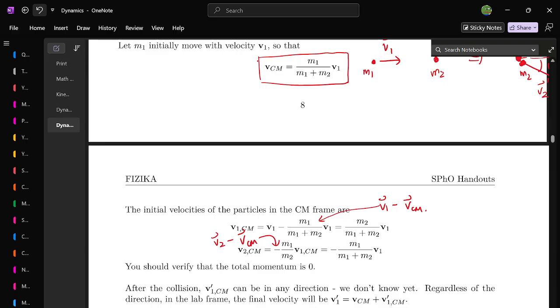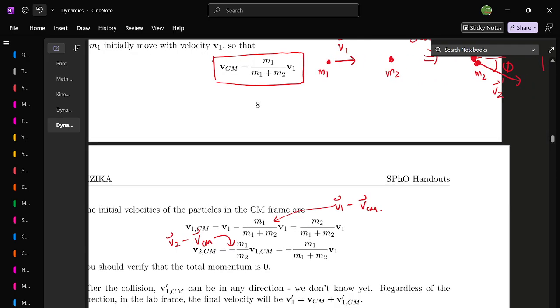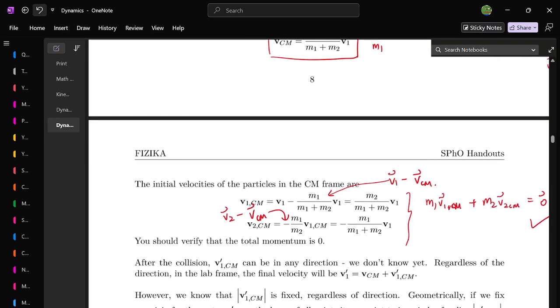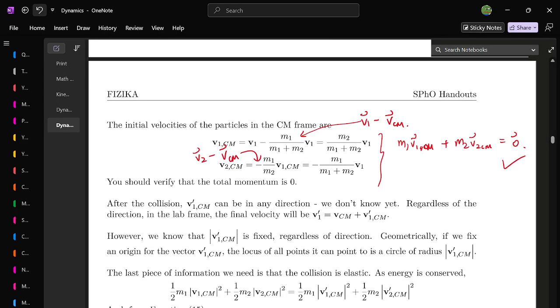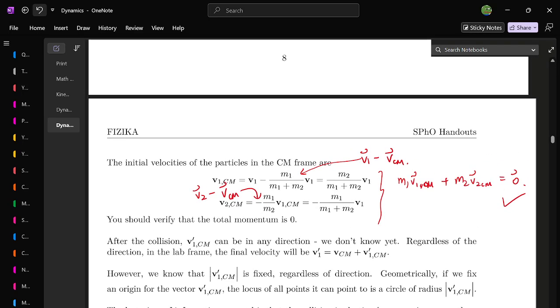It's just doing a whole bunch of manipulation. And indeed, as a way to check, this is true, which means that up till now you are correct. Now is where it gets a bit subtle. You see that after the collision, your v1 prime CM, the final velocity of v1 in the CM frame, can go in any direction, but you don't know this direction yet.